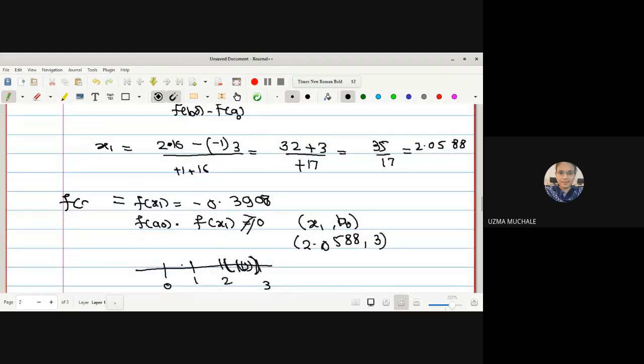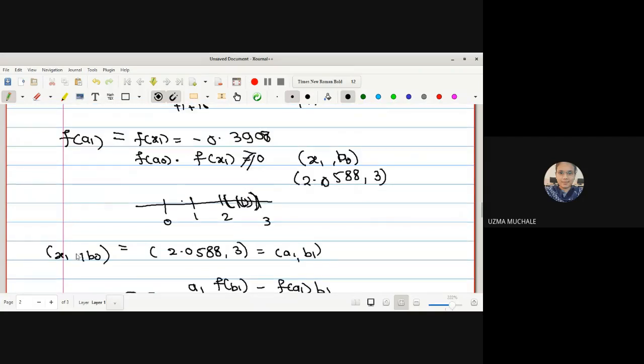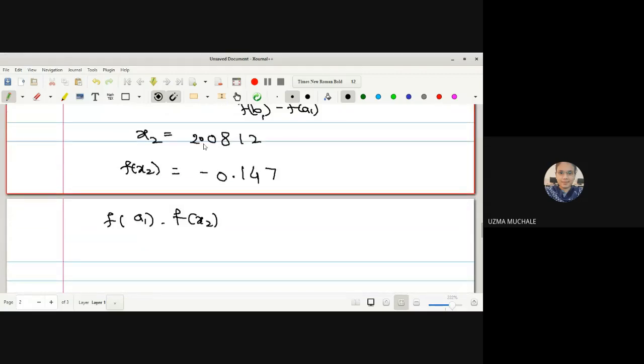It will be your f of a1, right? After renaming, this x1 is renamed to a1 and b0 is renamed to b1. So the value of f of a1 we have is with a negative sign, right? Next, the value of f of x2 is also negative. So both are negative, and the resultant is again greater than 0. So the root lies in the interval x2 to b1.